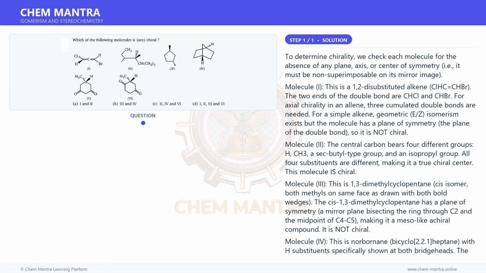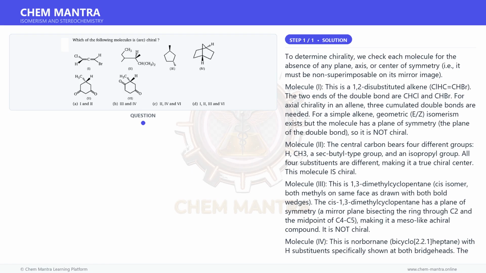a substituted norbornane framework. The depicted structure, with the specific H orientations at both bridgeheads, represents a chiral bicyclic compound lacking any plane of symmetry. Norbornane itself with these bridgehead H designations in the context of this problem is chiral. This molecule 4 is chiral.